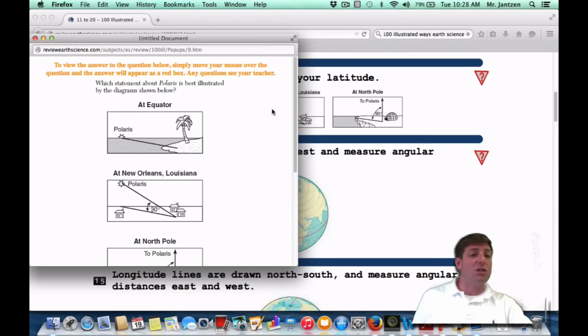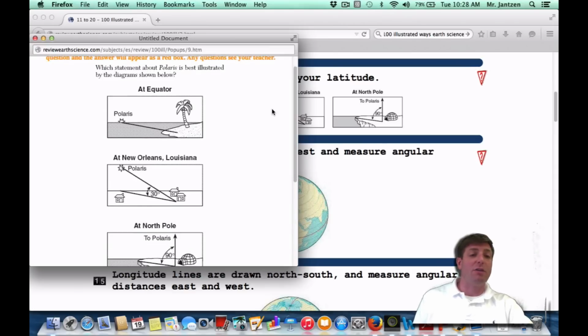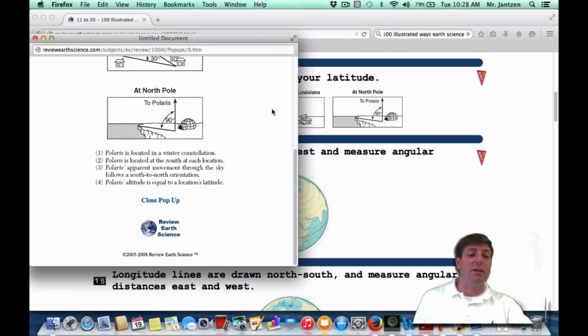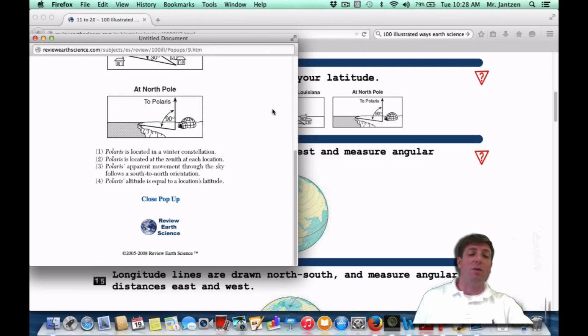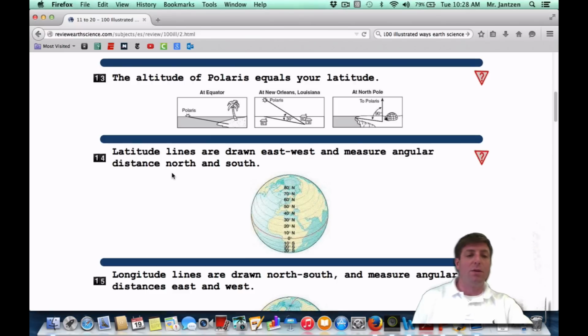Which statement about Polaris is best illustrated by the diagrams below? So it's showing Polaris at the different angles, and this is kind of what the reminder was, that Polaris's altitude is equal to a location's latitude. Okay, number 14. Latitude lines are drawn east to west and measure angular distance north or south.